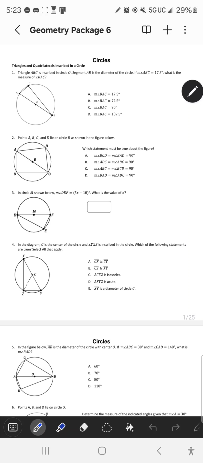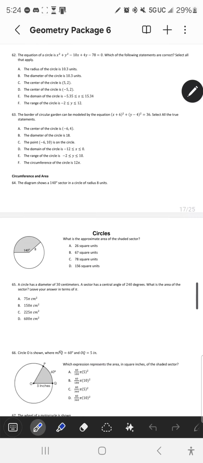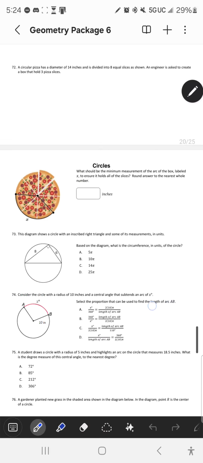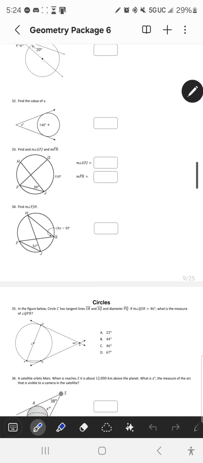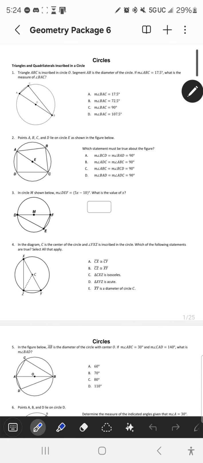Today we're going to start the last unit. This is the last review I have. It's all about circles. They are not the most important topic on the exam, but they are important, so we need to know them. Let's start.